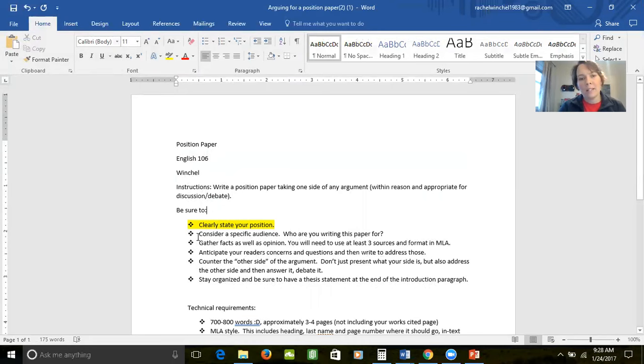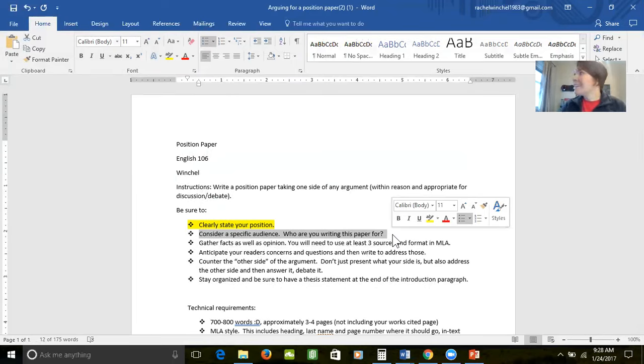The next one is consider a specific audience. Who are you writing this paper for? You're probably thinking right now, well, I'm writing this paper for you because you're going to read it. Yes and no. If you're writing a paper about gun control and how automatic rifles should be banned in the state of Iowa, then you're writing that for a person who's interested in guns or interested in community safety. You're not just writing it for me. If you're writing a paper that says that students shouldn't have homework, you're probably writing that paper for principals, school administrators, people like that, okay?